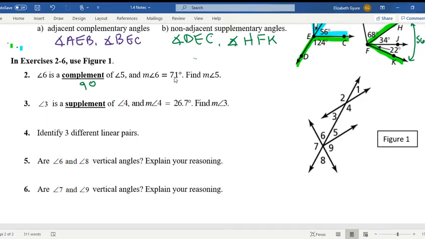So all you actually have to do here is subtract. All together they need to be 90. One of them is 71. So we're going to say the measure of angle 5 equals 90 minus 71, which is going to give you 19 degrees.